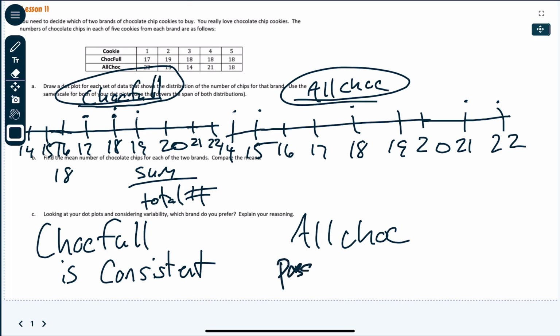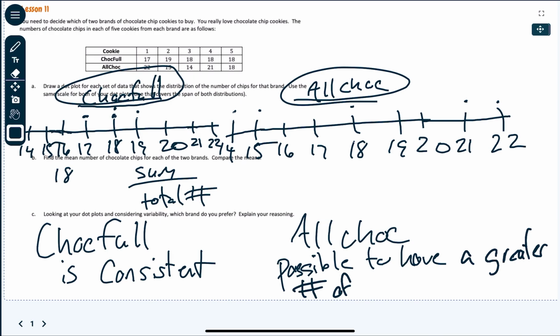So you would say it's possible to have a greater number of chips. It's possible, but you could also have less, right? And that's the reason why you have to decide, do I want to take the risk on getting less, or do I want to know that I'm going to get 18, or do I want to take the chance on getting the 21, 22? Okay? There's no wrong answer as long as you can defend your answer as to which one you pick.